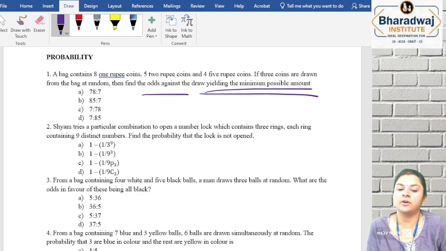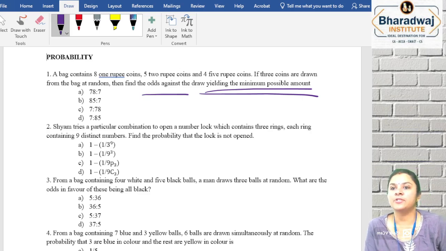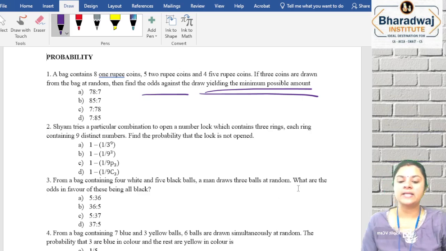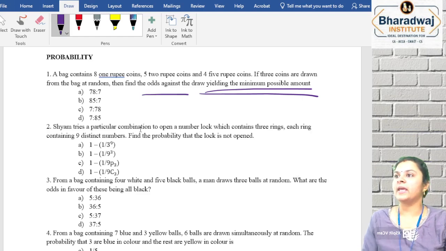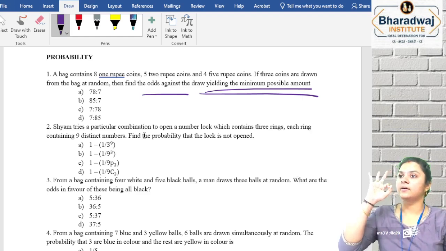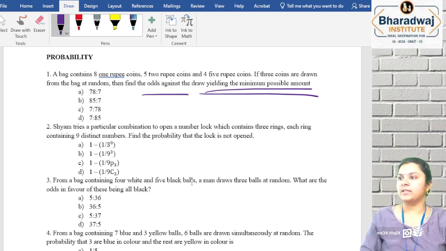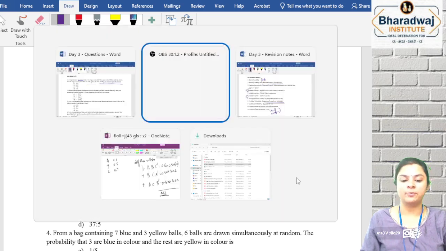3 coins are drawn. If all the 3 are 1 rupee coins, the minimum possible amount you are going to get is 3 rupees in total. Correct? So in other words, I need the probability of drawing 3 1 rupee coins out of 8 1 rupee, 5 2 rupee and 4 5 rupee coins.